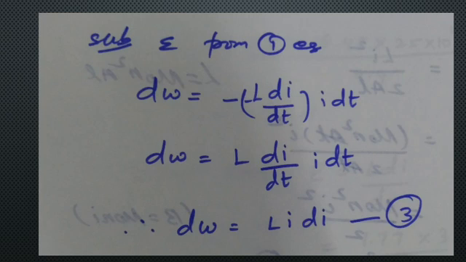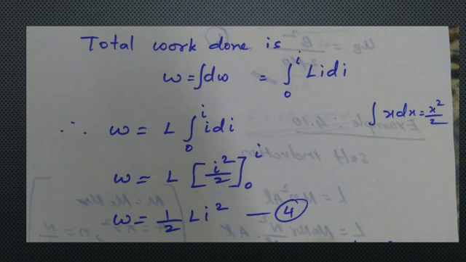Okay students, now we have to calculate the total work done, therefore I am taking the integral. The total work done W is equal to the integral of dW. What is dW? L I into di. So the integral from 0 to I, where 0 is the minimum current and I is the maximum current, of L I into di. Taking L outside, W is equal to L integral 0 to I of I into di. This is the formula of integral x into dx, which is equal to x squared divided by 2.